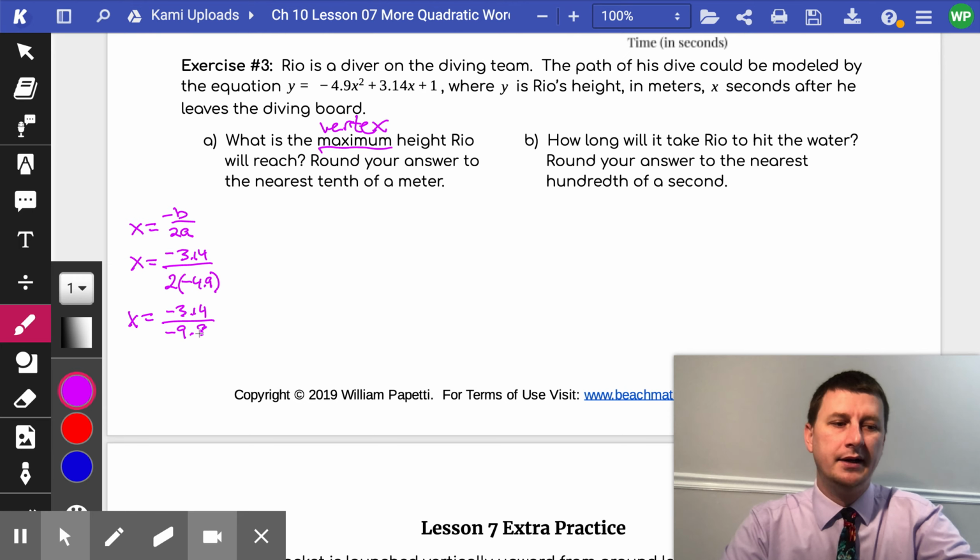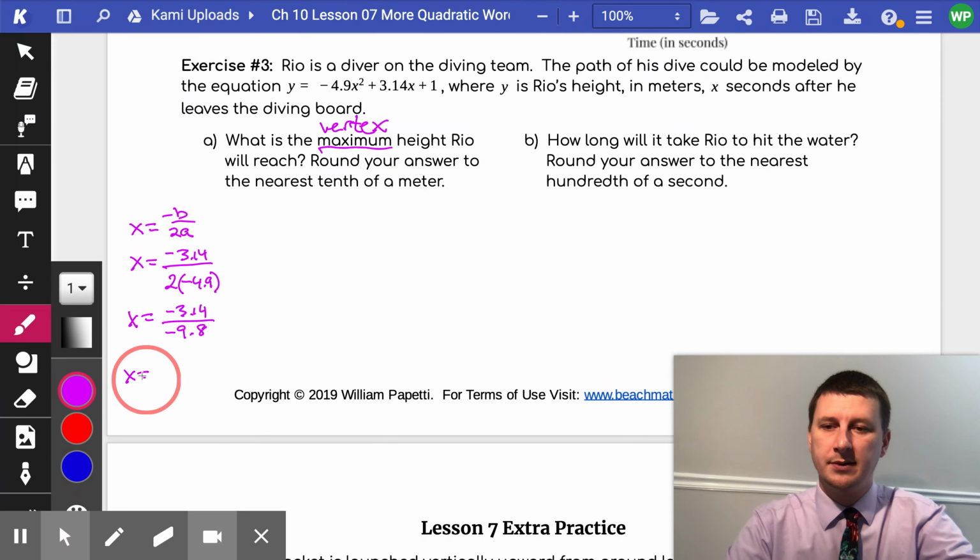When we divide negative 3.14 divided by negative 9.8, we're going to get x is going to be equal to 0.3204. That's 4 decimal places. That should be enough to not throw off the nearest tenth of a meter. So now we know our x coordinate of our vertex. We're looking for our y coordinate.